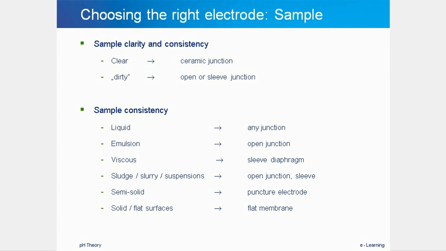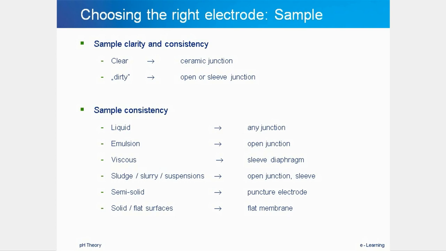If a sample is clear, the ceramic junction is a good choice for the electrode, but if the sample is dirty like a suspension, an open or sleeve junction is better. The consistency of the sample is important too. If the sample is a non-viscous liquid, any type of junction will do, the standard ceramic junction will work fine.